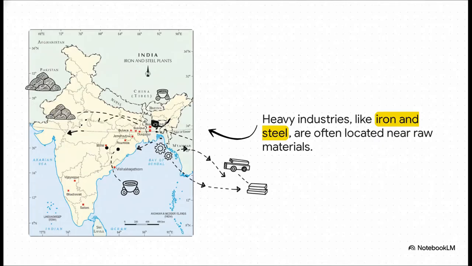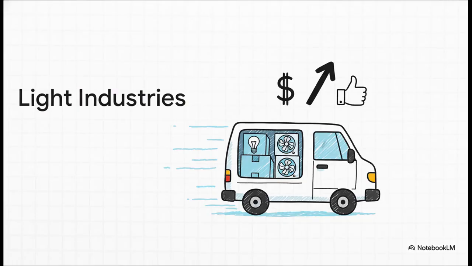Take a look at this map. It shows where India's iron and steel plants are located. You will notice that many of them are near the areas where the raw materials are found. Why do you think that is? Yes, it is to save money on transportation, which, as we just learned, is a very big cost for heavy industries. And the opposite of this is light industries.